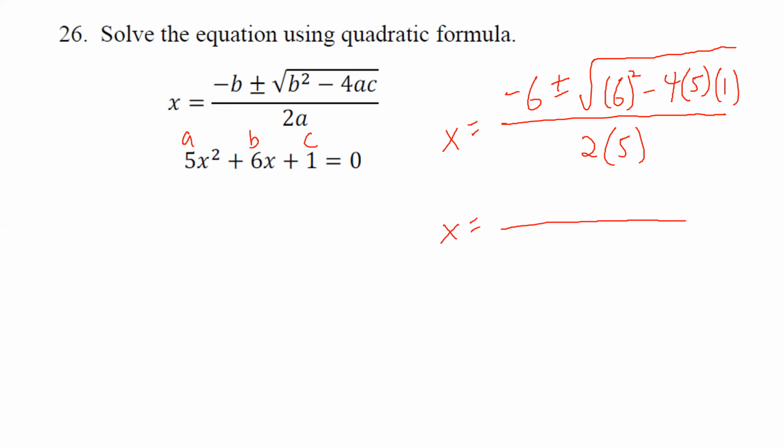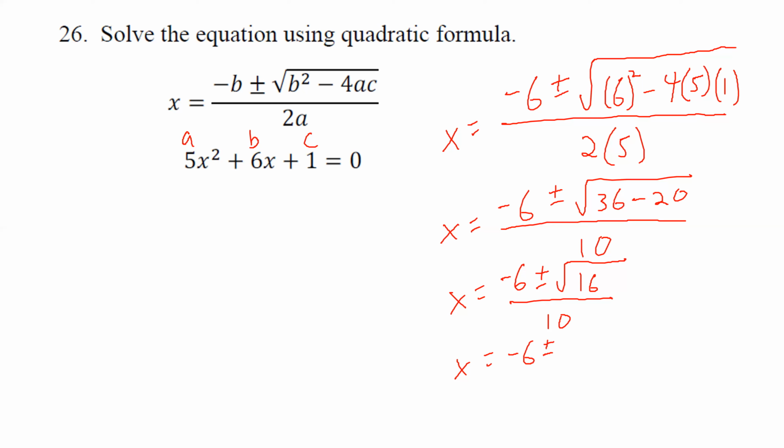All right. So we have negative 6 plus or minus the square root of. Simplifying these parts, 6 squared is 36. We only have one negative, so this is going to stay negative. 4 times 5 times 1 is 20. 2 times 5 is 10. Again, continue to simplify. Negative 6 plus or minus the square root of, the difference between 36 and 20 is 16.